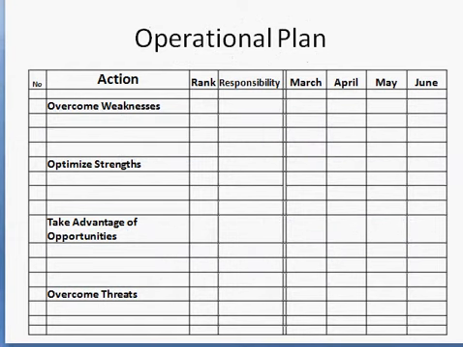We then transfer the information from our workshop flip charts onto an Excel spreadsheet. We should use all the 4 areas: overcome weaknesses, optimizing strengths, taking advantage of the opportunities, and how do we overcome our threats. These should be ranked in order of either high, medium, low, or 1, 2, 3, 4. Allocate specific responsibility for who is going to do it, and then identify in each of the months when we are going to carry this out.